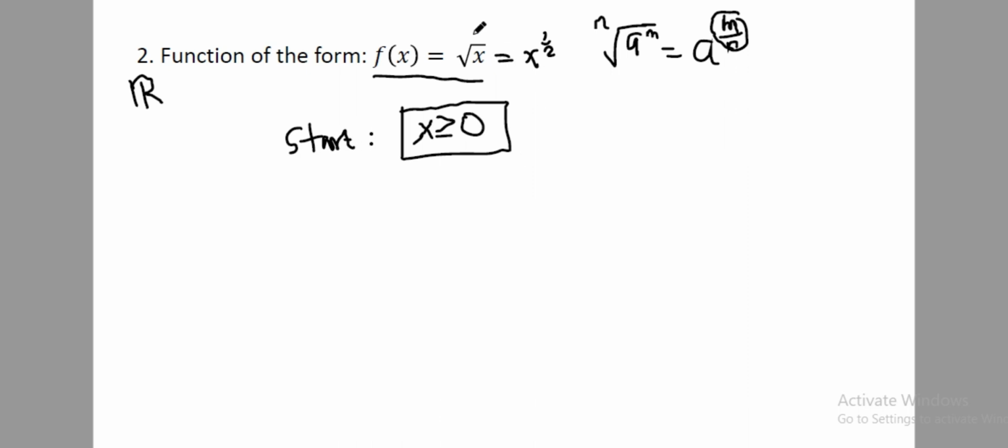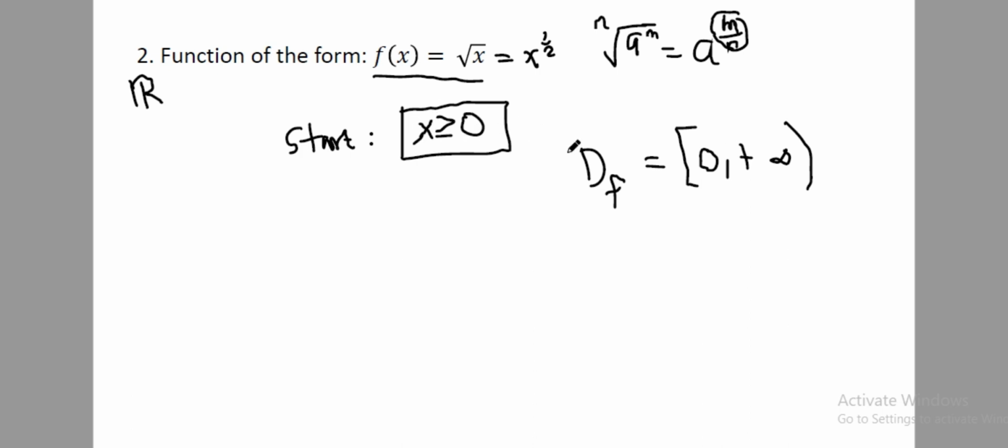Now if the given function is just like this, automatically the domain is x greater than or equal to 0, or in interval form, the domain of f is from 0 to positive infinity. Why? Because x is greater than or equal to 0, meaning 0 is the smallest value of x.